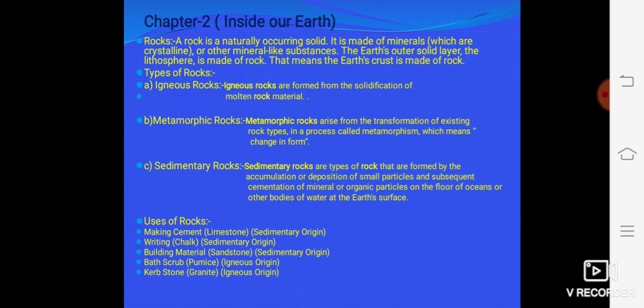Over the course of time, rocks can transform from one type into another, as described by a geological model called the rock cycle. This transformation produces three general classes of rocks: igneous rocks, sedimentary rocks, and metamorphic rocks.